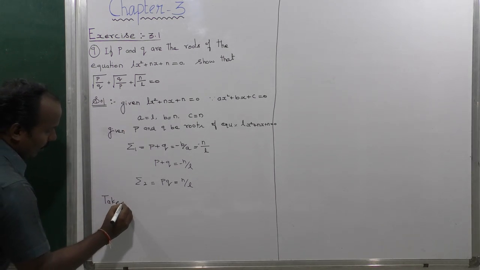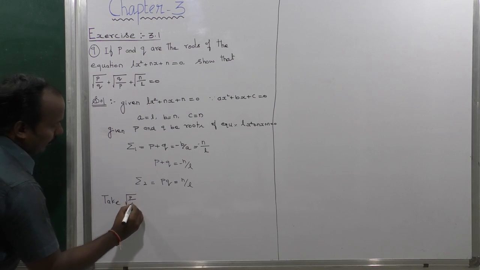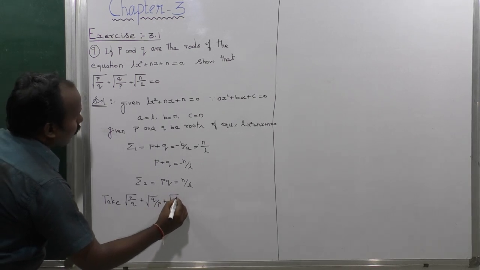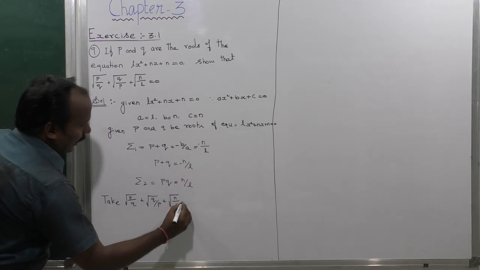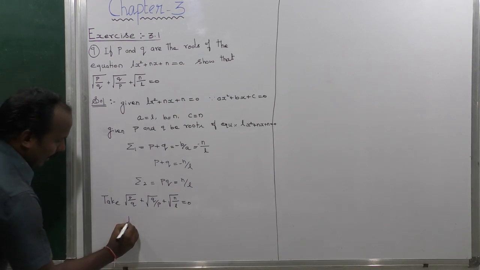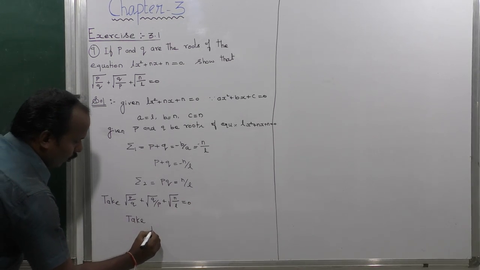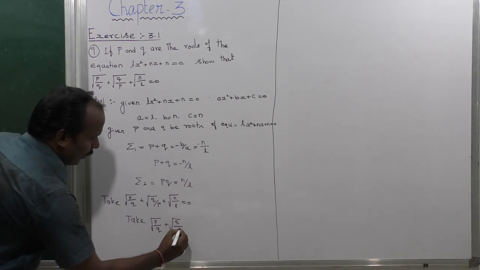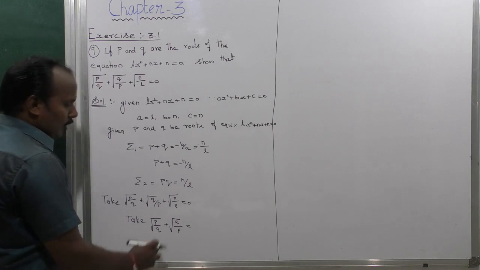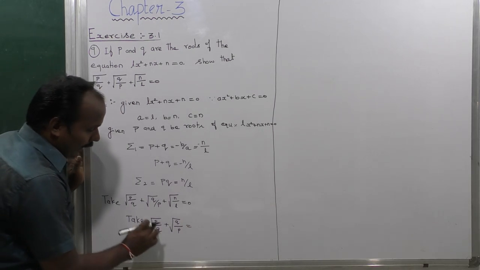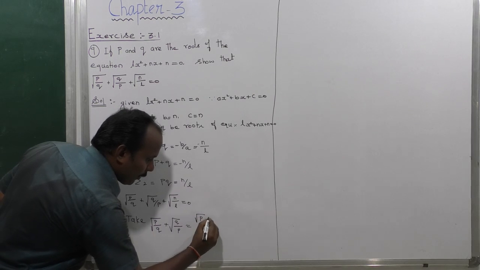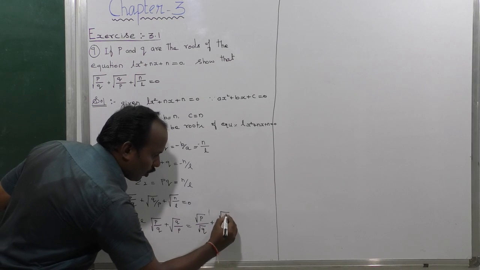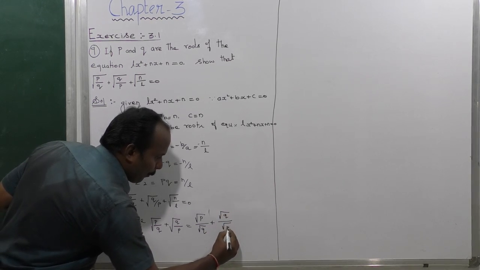So next, to find the value, let us take root of p divided by q plus root of q divided by p plus root of ln divided by l equal to 0. Again take this expression, root of p divided by q plus root of q divided by p. Separating the roots, we get root of p divided by root of q plus root of q divided by root of p.